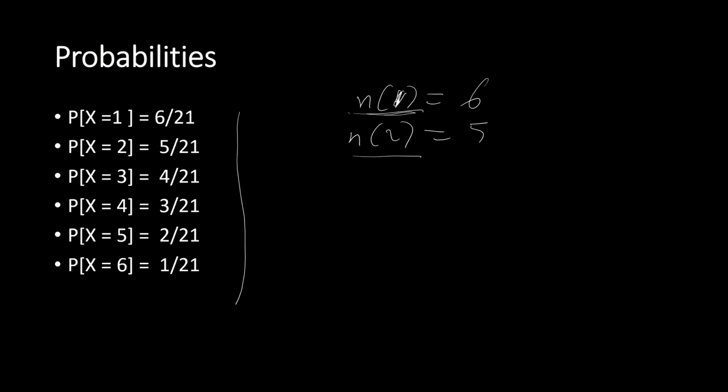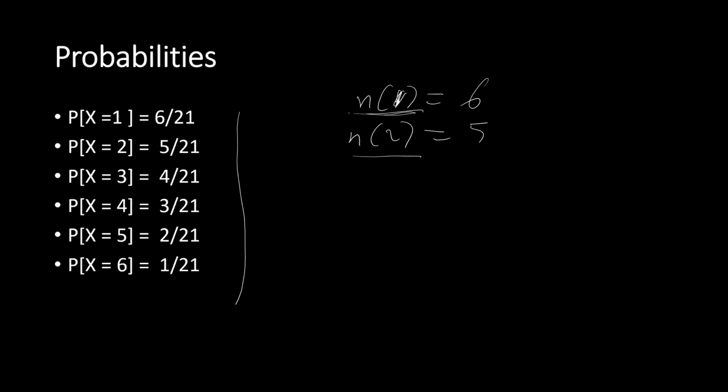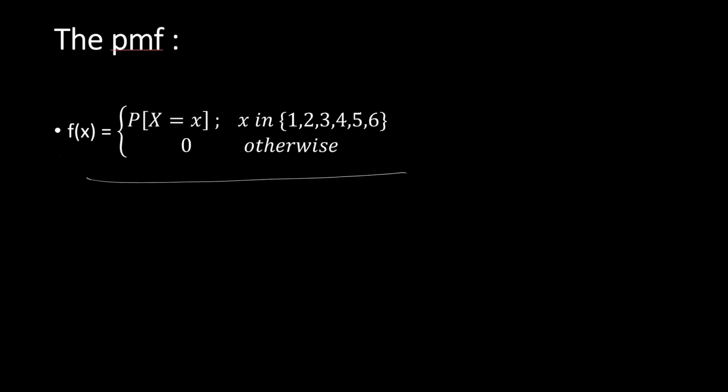On the top is the number of times that you get a specific value of x, and on the bottom you have the total number. That's how you get the probabilities. Now you can again define the probability mass function this way. So f of x, the probability mass function in this case, is the probability that S equals x, with x in the set 1, 2, 3, 4, 5, 6. This is the probability mass function of this experiment, and we saw how to find all these probabilities.